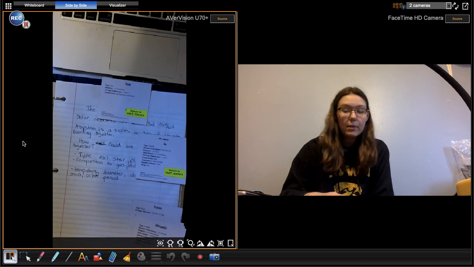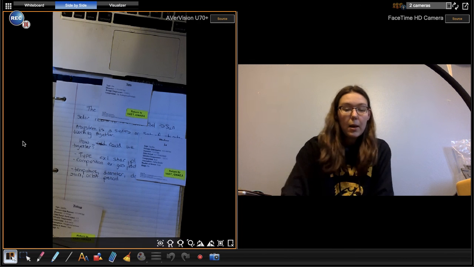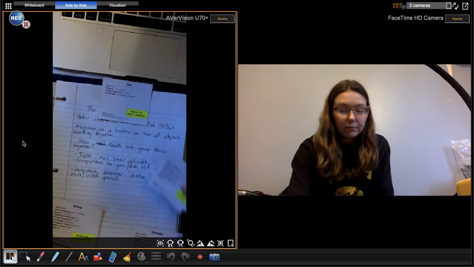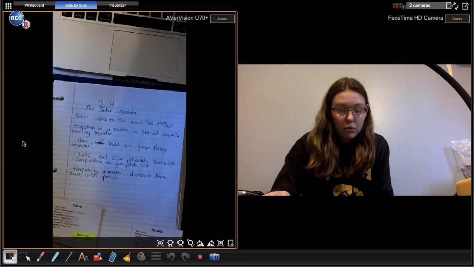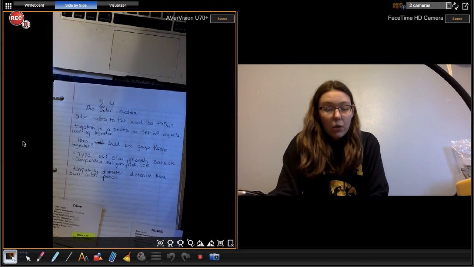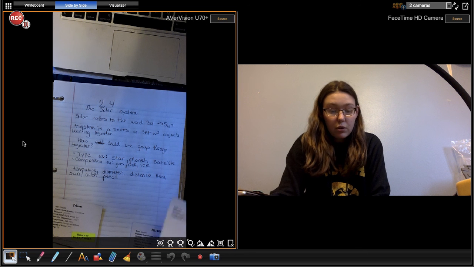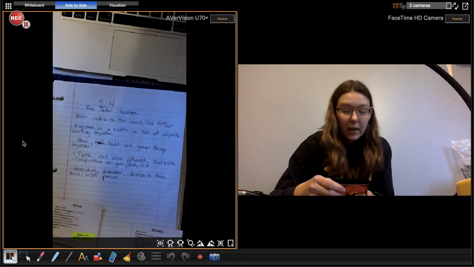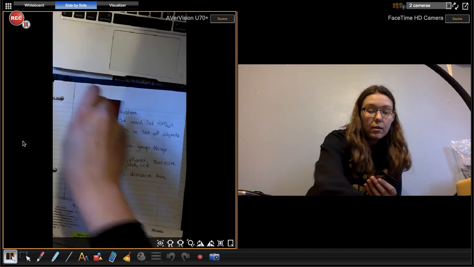All right, so we've grouped them a second way. First, we grouped them by type. Then we grouped them by orbit period. We could, if we wanted to, do it by composition. So the sun is made out of gas.